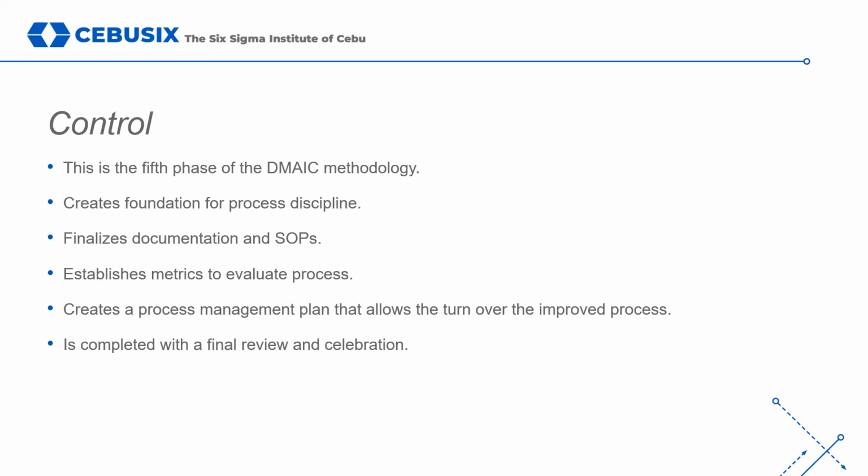Control is the final phase for the Six Sigma teams employing the DMAIC process. During the control phase, teams usually handle four tasks: creating the foundation for process discipline, finalizing documents regarding the improvement, establishing ongoing metrics to evaluate the process, and building a process management plan that lets the team transition the improvement to the process owner. Tools used by a team during the control phase include documentation checklists, control charts, response plans, process maps, and process dashboards.